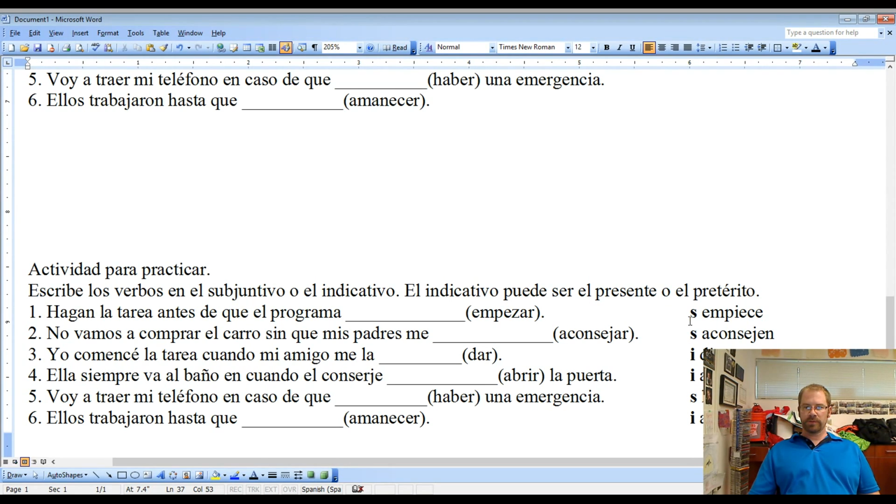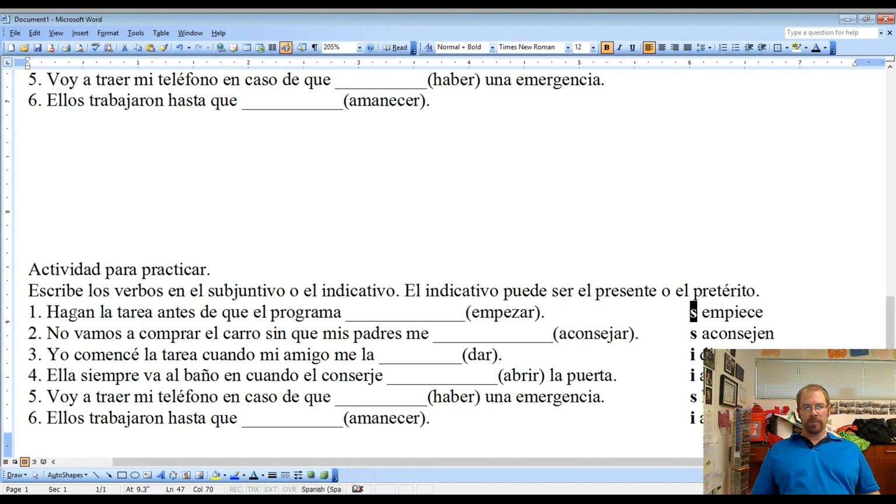Over here on the right, I put the answers. The S stands for subjunctive, and the I stands for indicative. So the first one, the reason that's in the subjunctive is because I'm telling you to do the homework before the program starts. Just because I'm telling you to do that homework, does that mean you're going to do it? No. Will the program start? Probably, but maybe something will happen and then it won't start. I don't know. So there's a significant amount of doubt in that sentence.